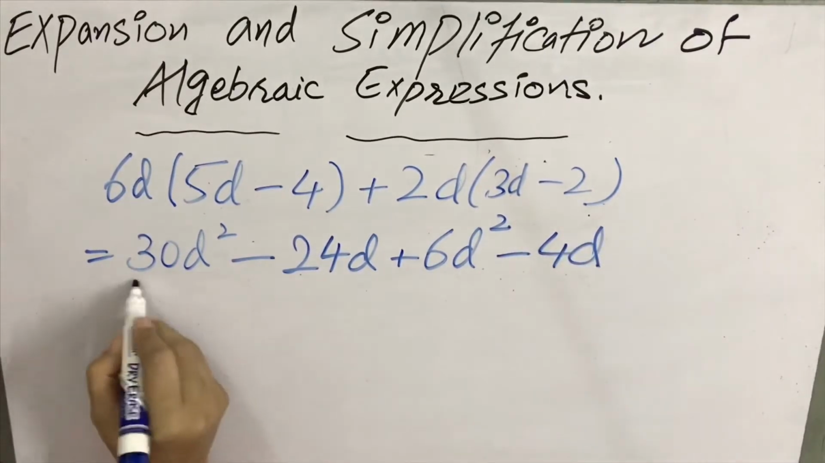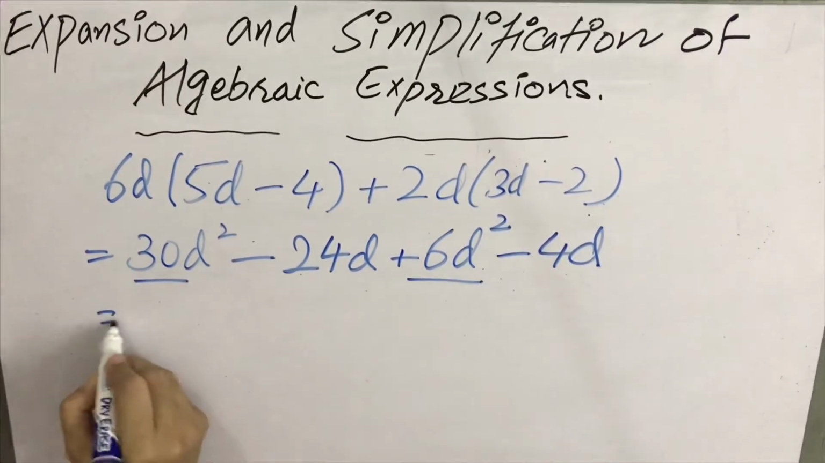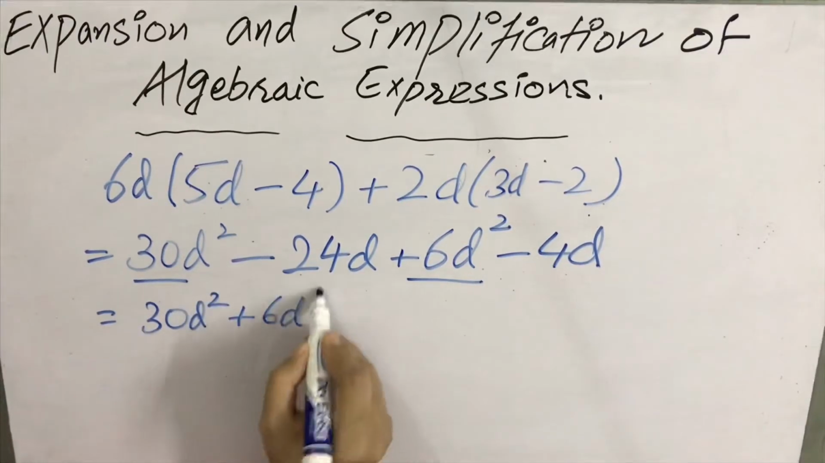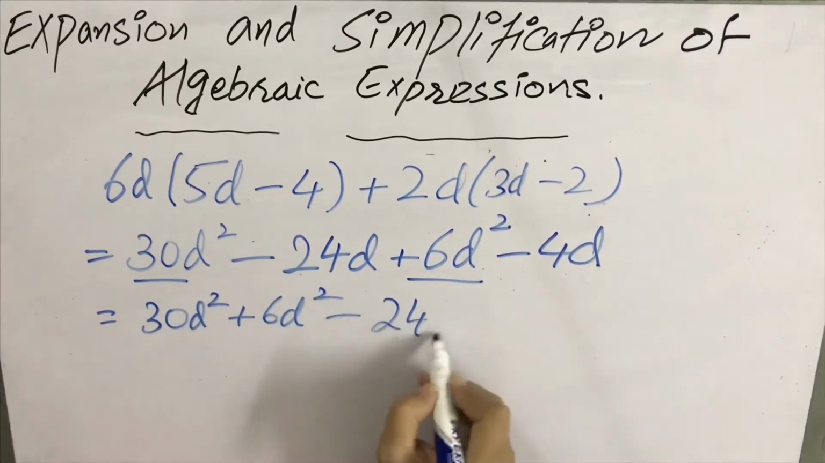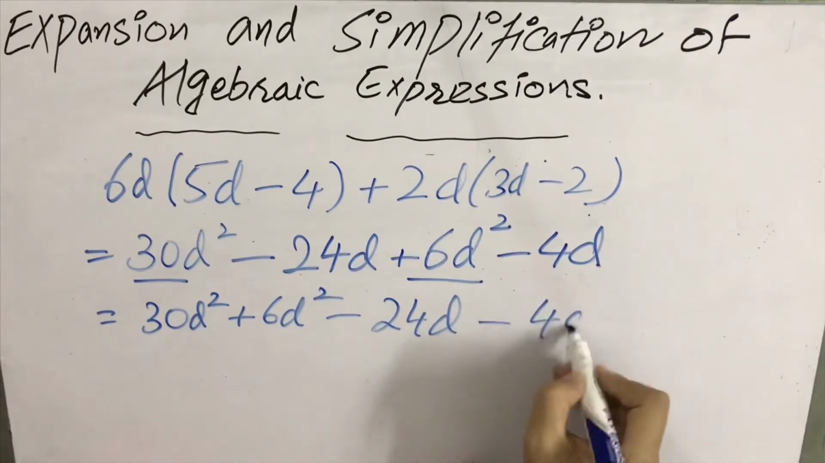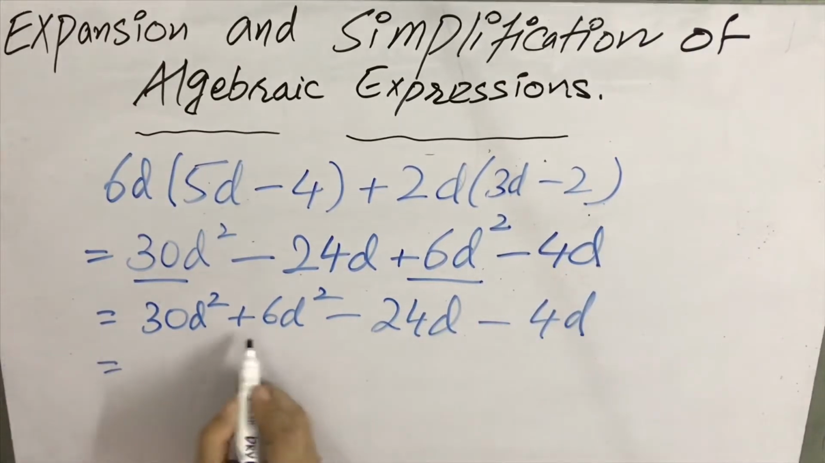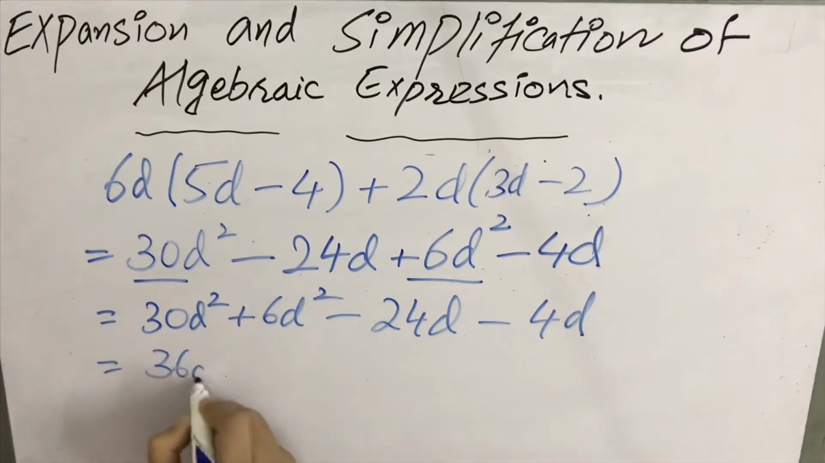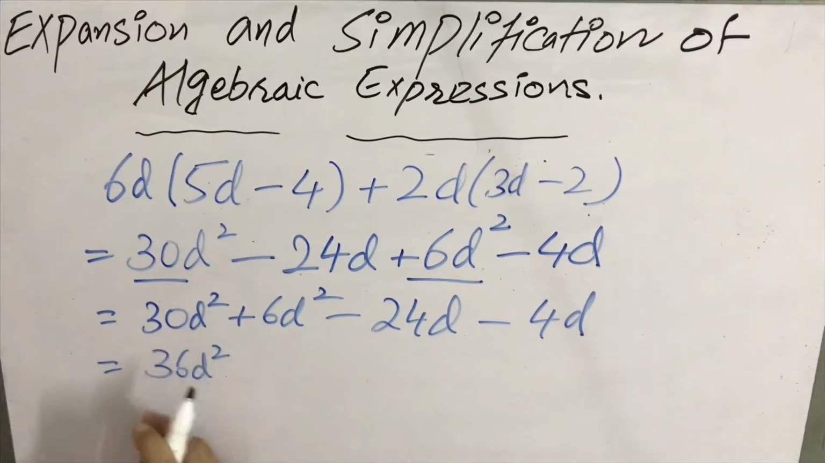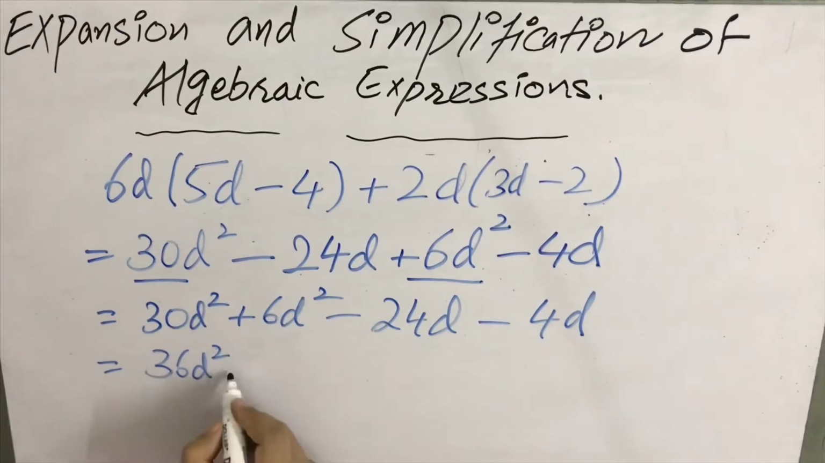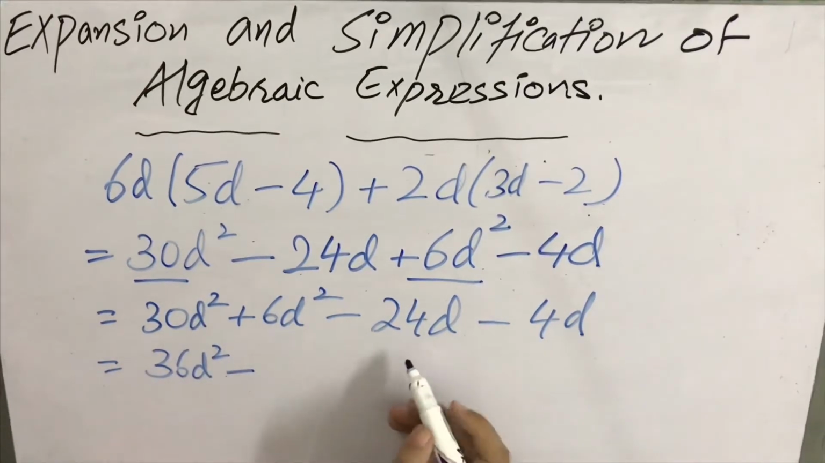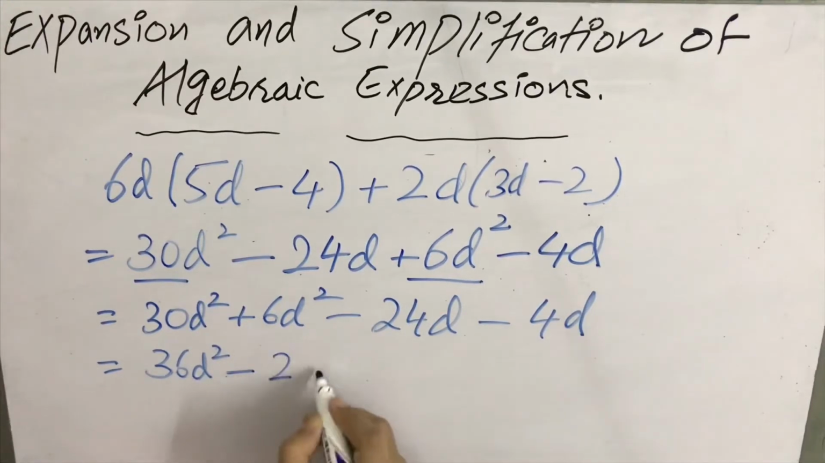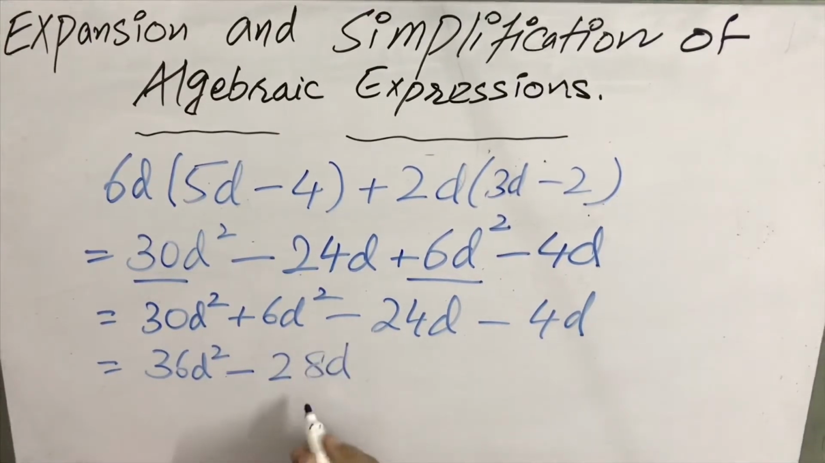Expansion done. Now we shall arrange d square with d square and d with d. Constant term is not here. So 30d square and 6d square both are positive. We shall add with the positive sign. There is no need to write the positive sign in the start. If there is no sign, it's positive. 24d and 4d both are negative. We shall add, but our answer will be negative 28d.